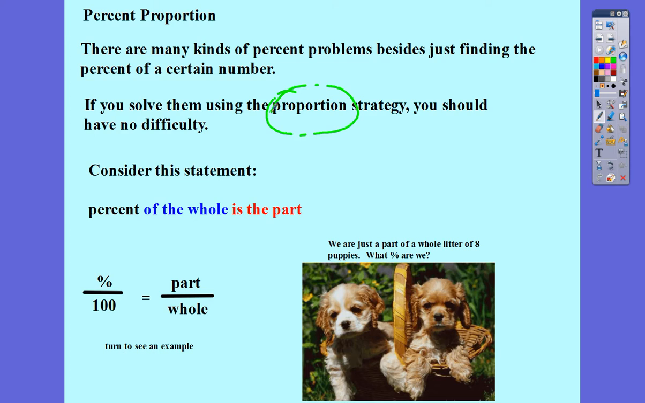And that's what we really want to draw their attention to. So it's already something that they're comfortable with and that they should be able to do. So then we ask them to consider the statement, percent of the whole is the part. And then I introduce our little road map down here. So we're always going to have percent over 100 and part over whole.